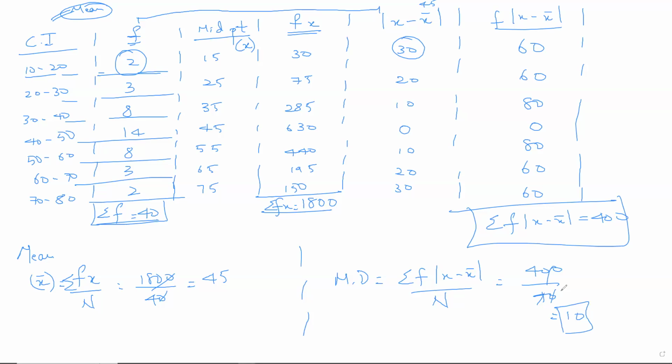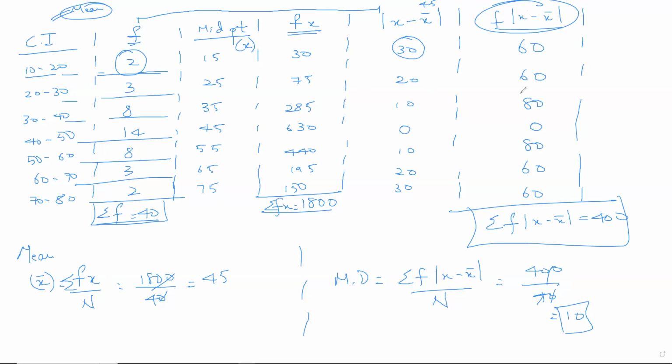Rewind this and watch it again. It is just numbers, only the number of columns will keep on changing. So for mean deviation, what is required? The last column, f into modulus of x minus x dash. F means the frequency, which is going to be given to us. X means the midpoint in this case. X dash always means the mean. How do you find the mean? Σfx by N, as we found.